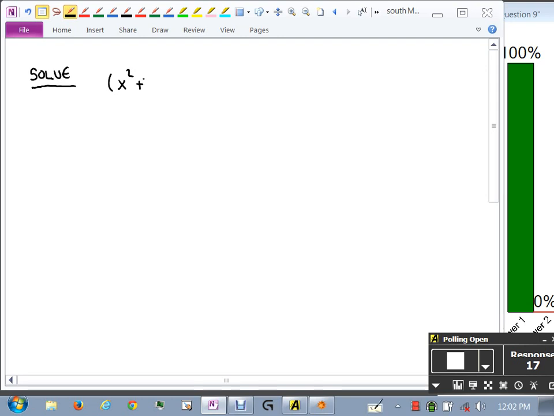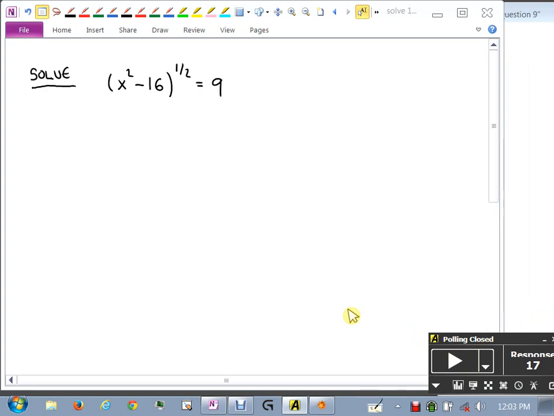X squared minus 16 to the 1/2 equals 9. What do we do? Get the root by itself, which it is, right? Square both sides. That's x squared minus 16 on the left. What do you get on the right? 81.